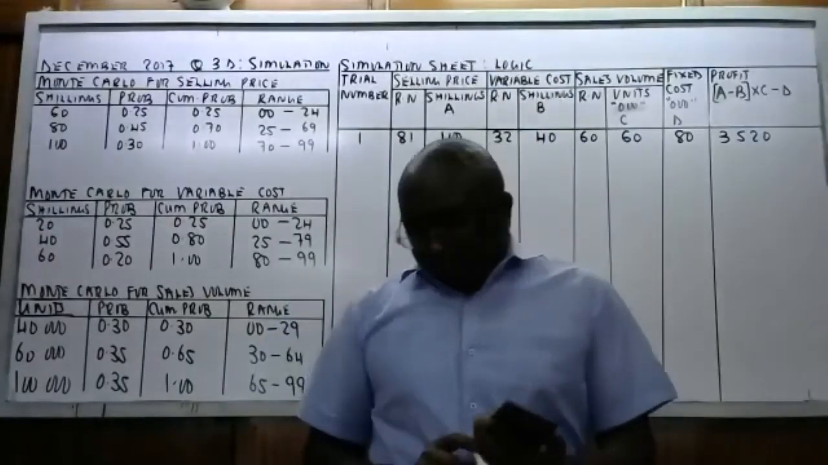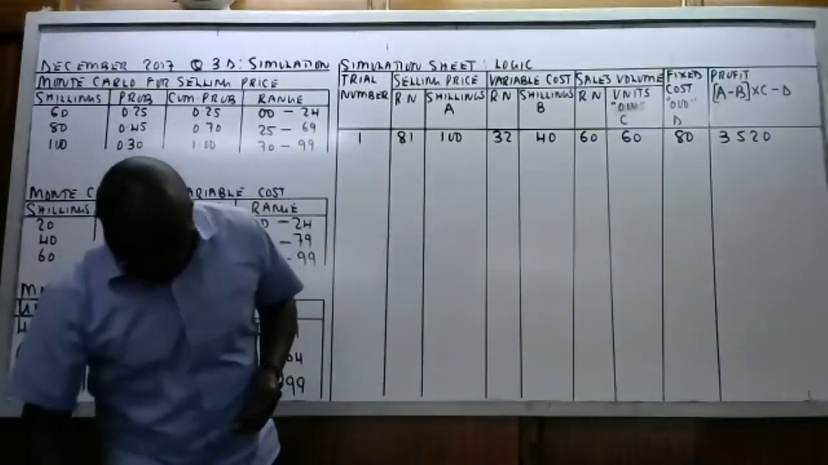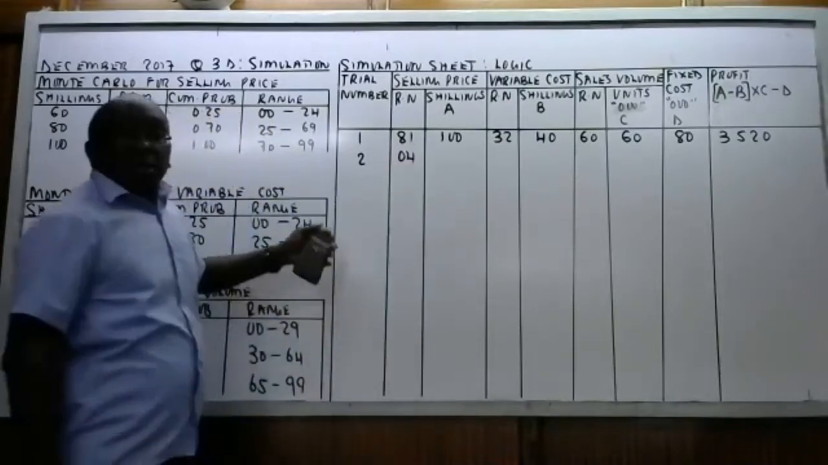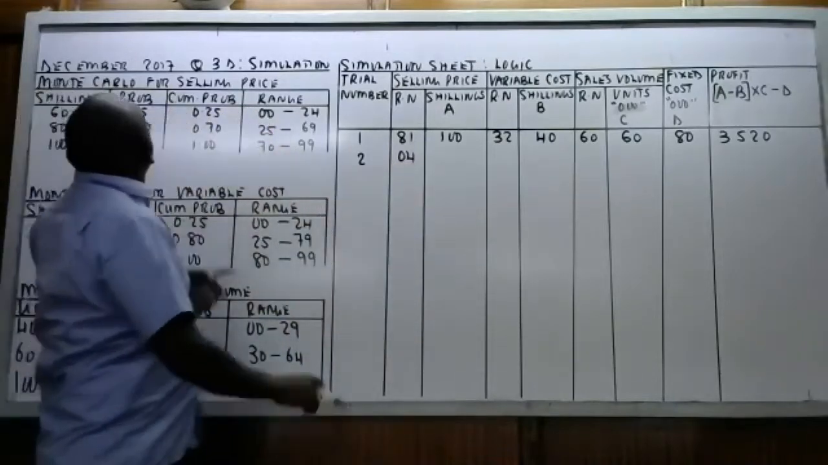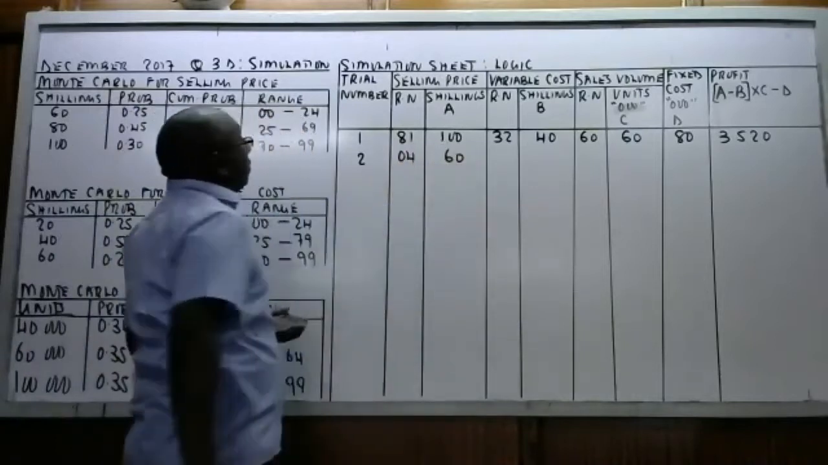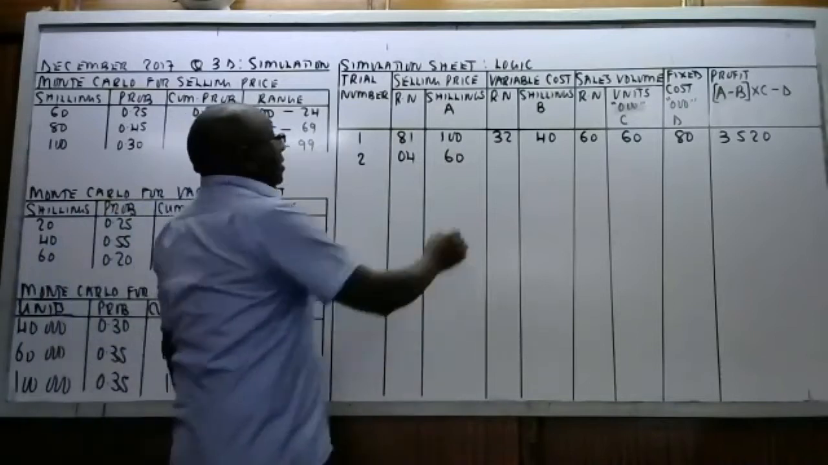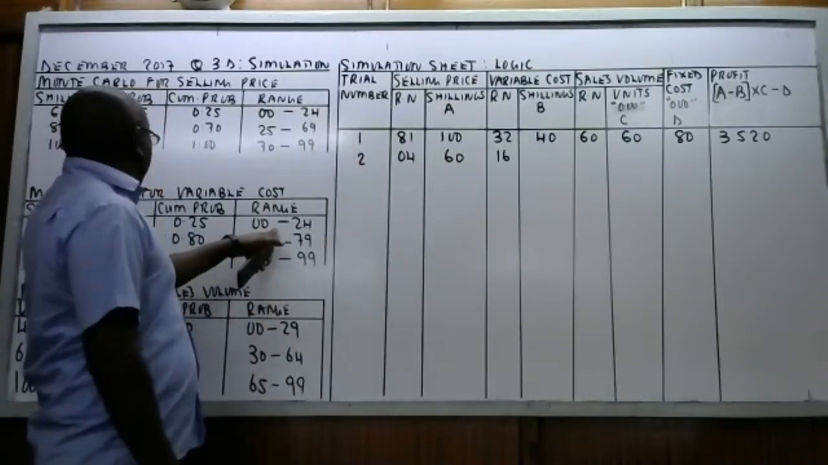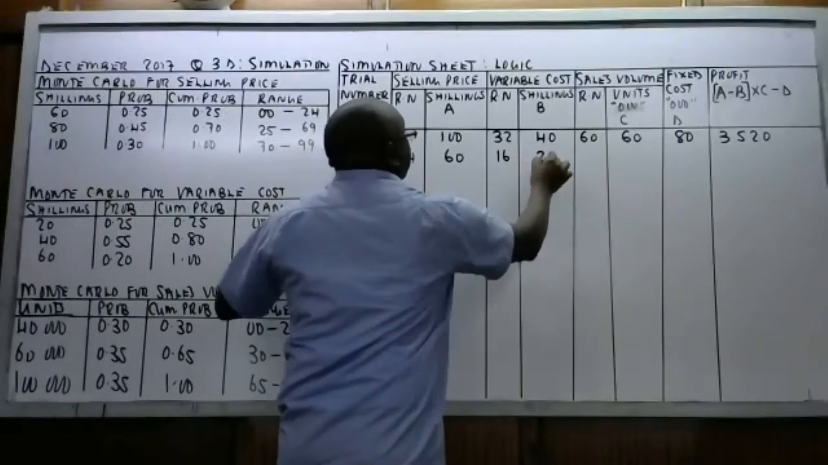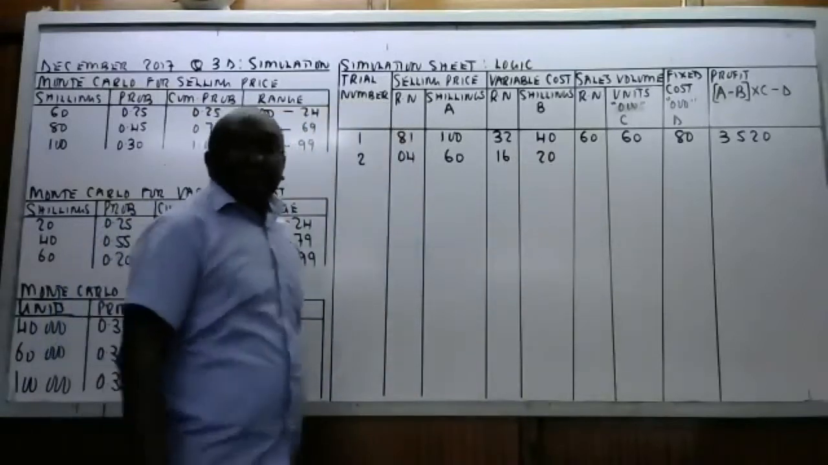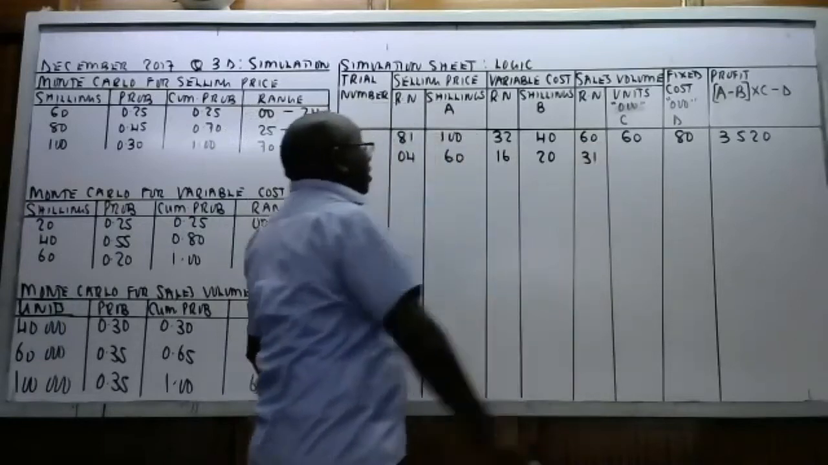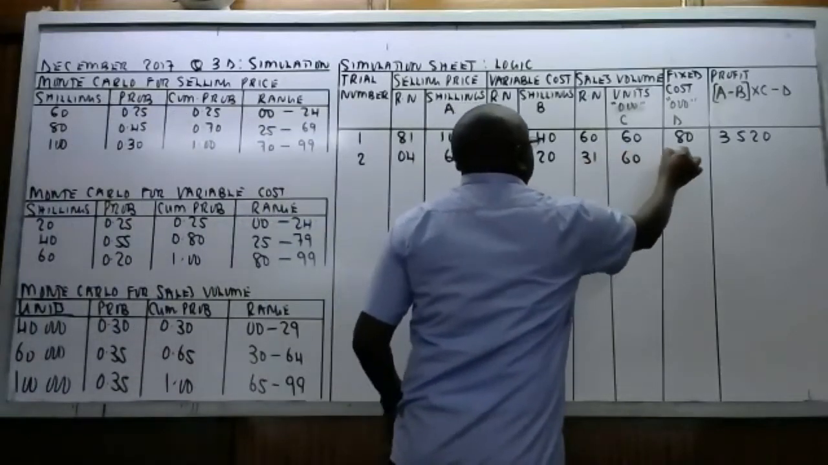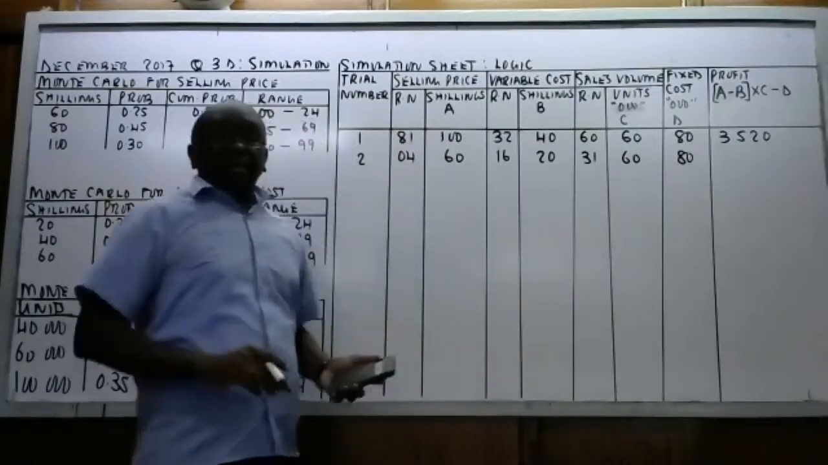The next one, the next random number is 04. So number 2, 04. When you come here, it is 60. The next random number is 16. So 16, when you come here, it has a variable cost of 20. The next random number is 31. That one, when you come here, it is 60 also. And the fixed cost is 80. So work out that and give me the answer.